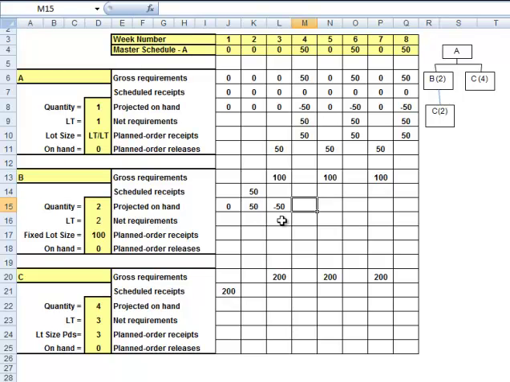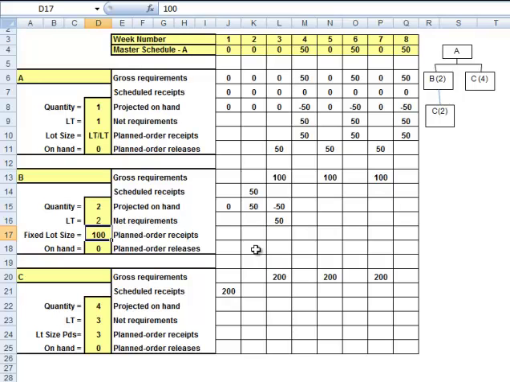So my procedure says when this becomes a negative number, I need to calculate the net required. The net required is the absolute value of the projected on hand. I need to determine my planned order quantity, which is defined by the lot size policy for this part. In this example, the lot size policy for part B is a fixed lot size of 100.